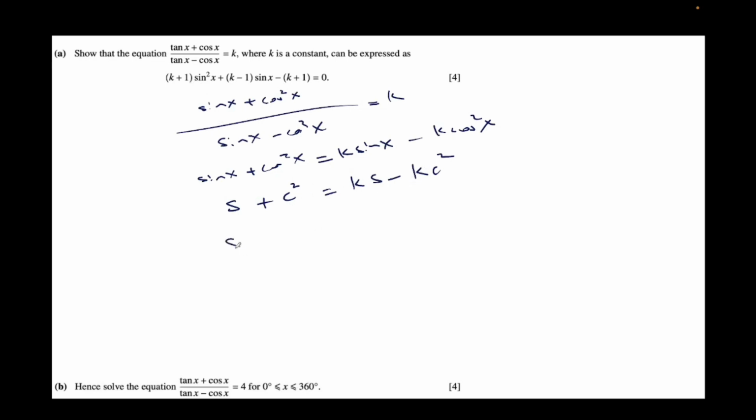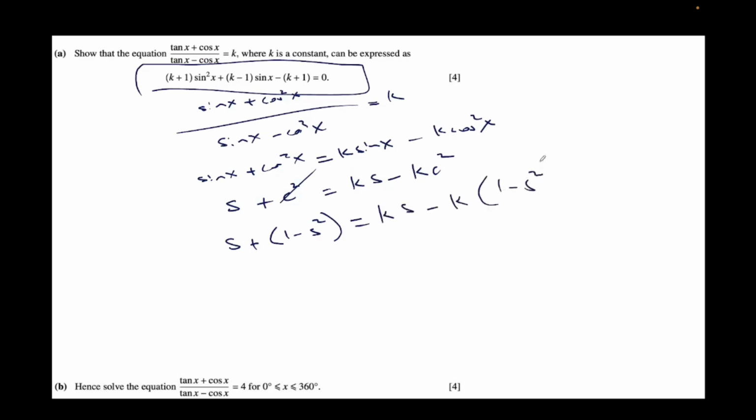You've got cos. S plus 1 minus s squared, isn't it? Because you want to get rid of the cos. You know, cos squared can only become 1 minus sine squared. It perfectly fixes the solution over here to make everything look like sine. Ks minus k times 1 minus s squared. And without further ado, just do the basic algebra. S plus 1 minus s squared equals to ks minus k plus ks squared.